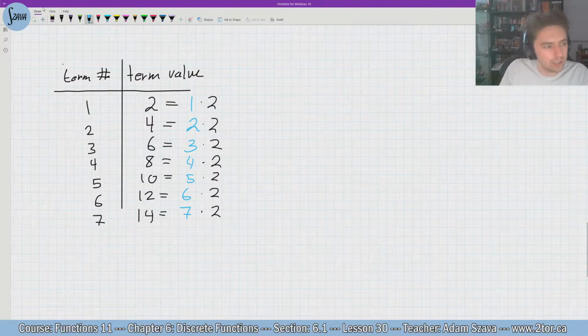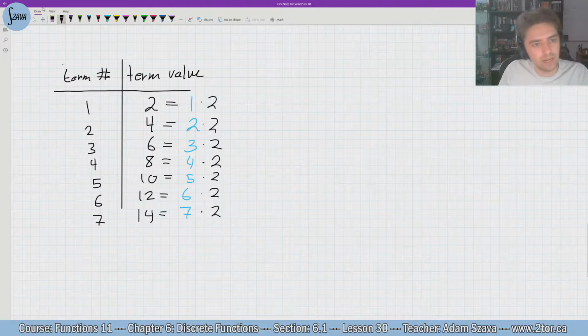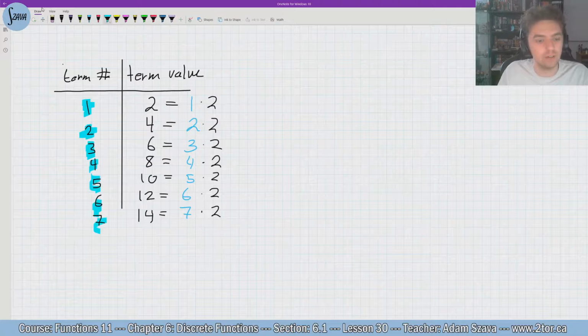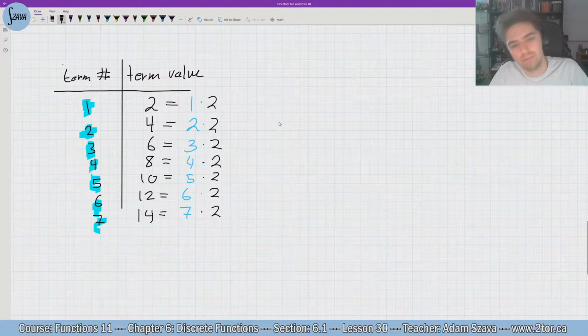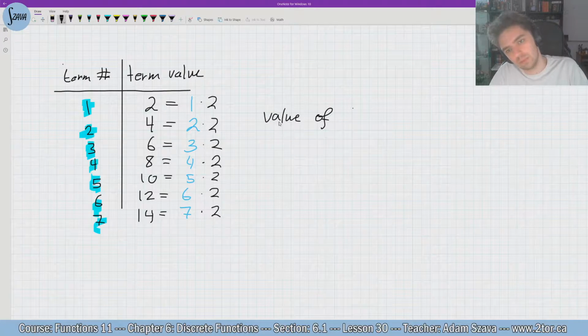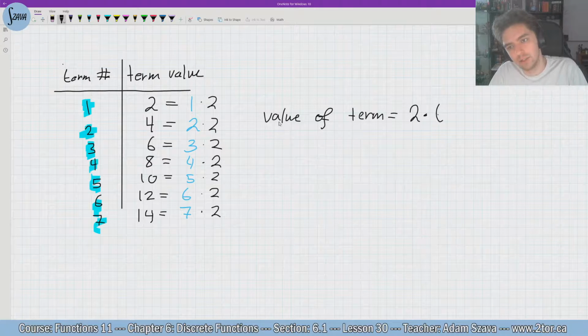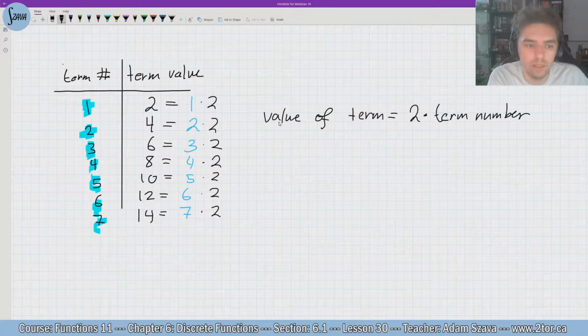So now if I asked you, okay, bear with me here for a second. The point I'm getting at here is that the term number times 2 is the term value. Let me write that out here. So the value of the term equals 2 times the term number. You see that that's true, hopefully. The value of the term is equal to 2 times the term number.